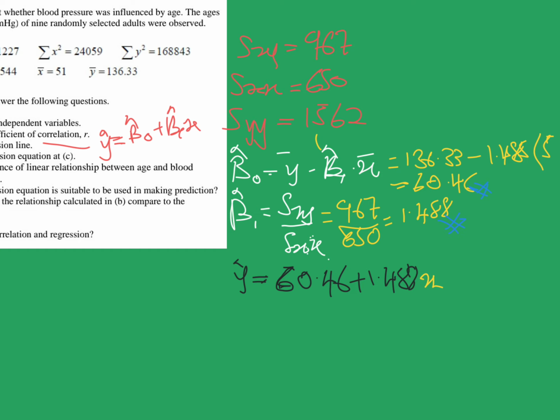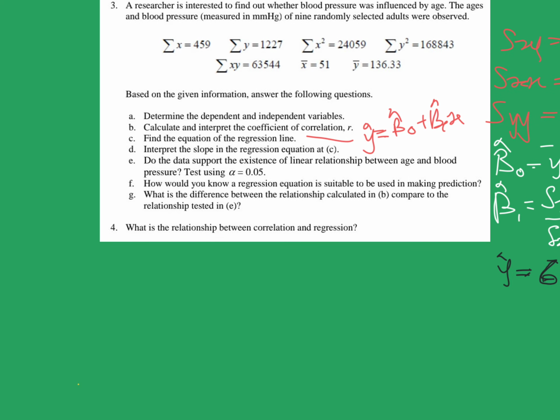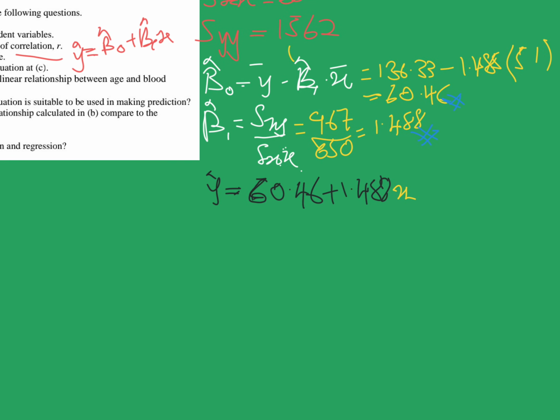Now what is the next question? Find the equation, and then they want us to interpret, right? For question D, interpret the slope in this regression line. First of all, where is the slope? You have two values here, this and this. Is it 60.46 or 1.488? 60.46 is beta naught, which is also the y-intercept, and 1.488 is beta 1, which is also the slope, right?